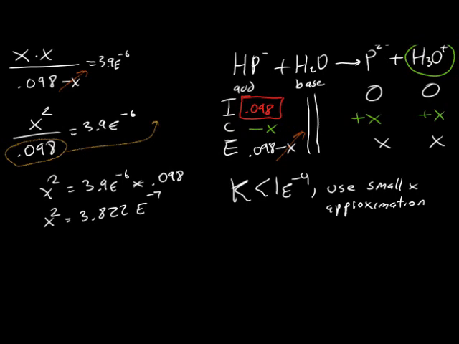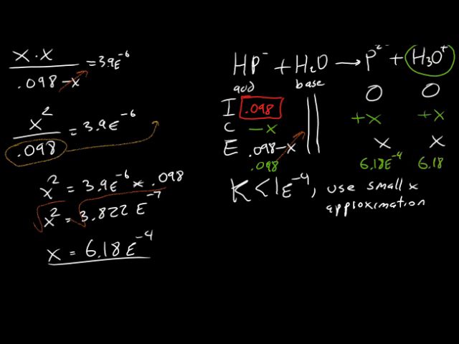Then we take the square root on both sides. On the left, we'll end up with x, and on the right, we can go back to the calculator and take the square root. We'll end up with 6.18 times 10 to the negative 4th power. This means that our HP negative will remain at 0.098, our P2 negative will be 6.18 times 10 to the negative 4th, and our H3O will be 6.18 times 10 to the negative 4th.